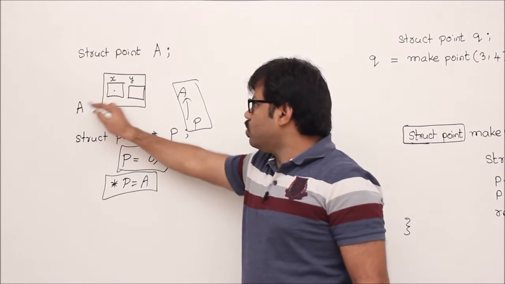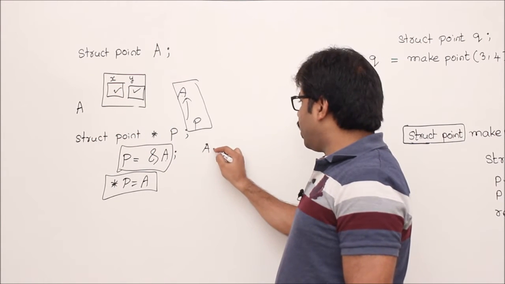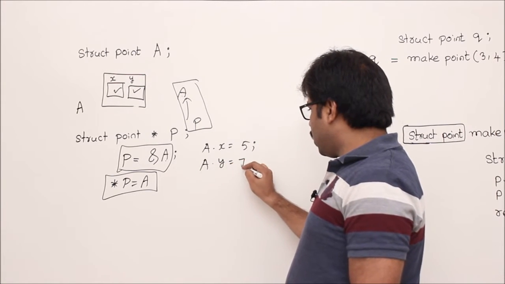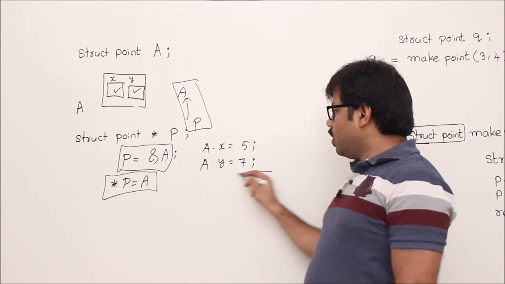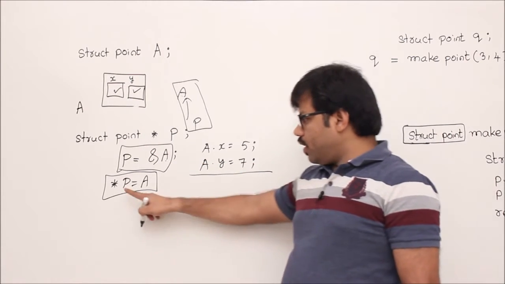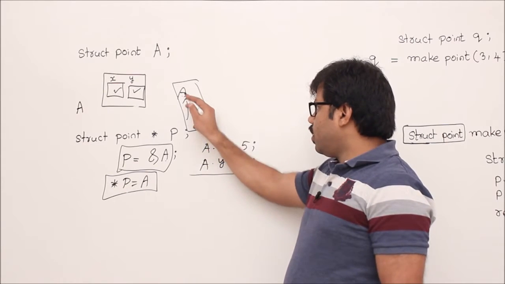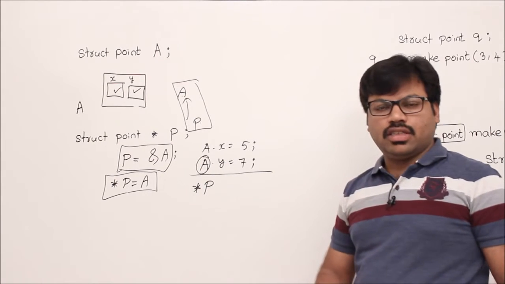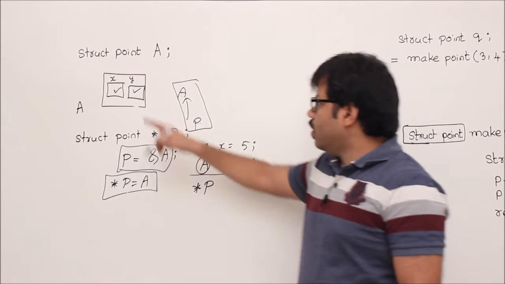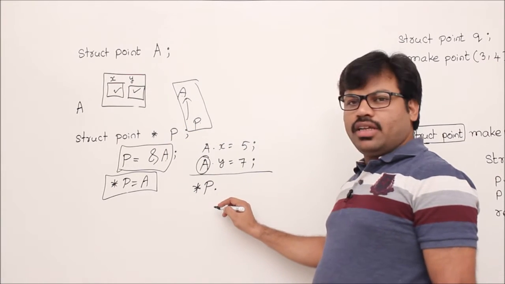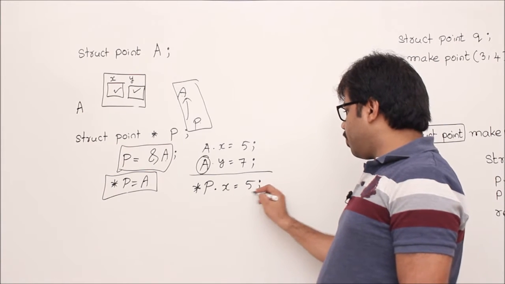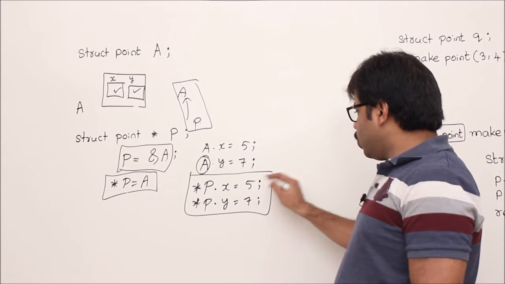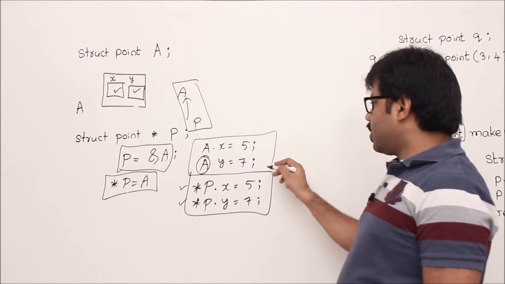Now how to fill these values with a? First of all, write a dot x equal to, let's say, 5, a dot y equal to 7. This was the usual syntax using the variable name directly. Now I want to use pointer p. Now p is a pointer to a, so simply we can replace a with star p. That is what I want to say. The syntax for using pointers to refer to these variables x and y is star p dot x equal to 5, same thing, star p dot y equal to 7. If you do that, the same thing will happen. So these two can work as an alternative to a dot x and a dot y.